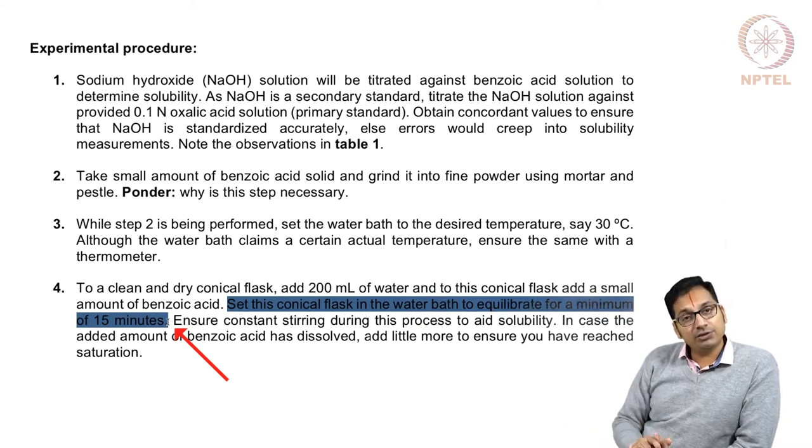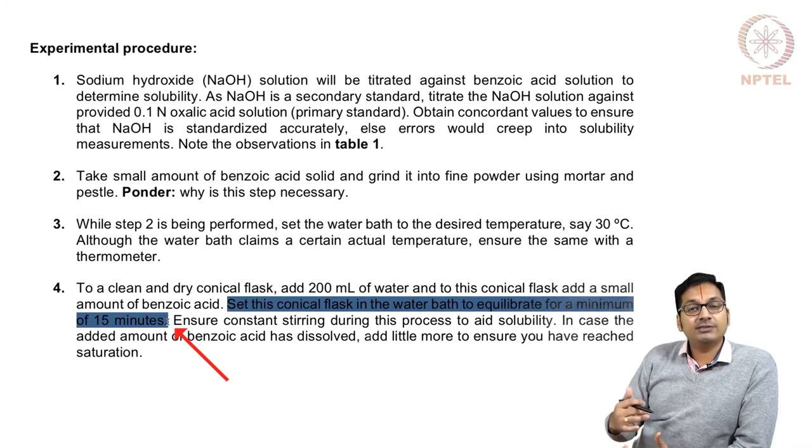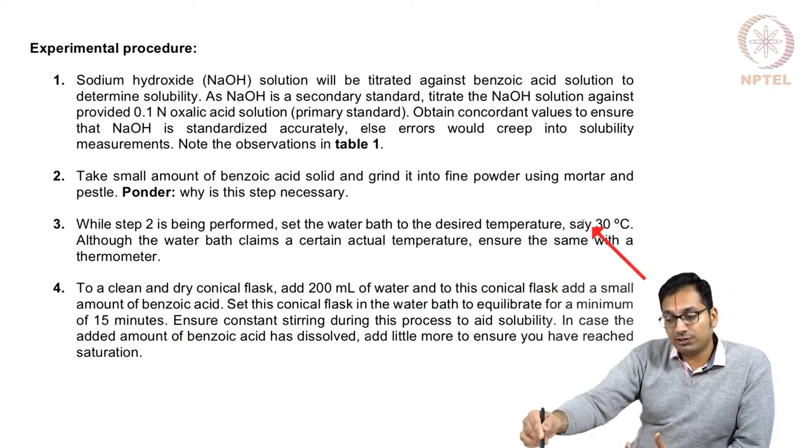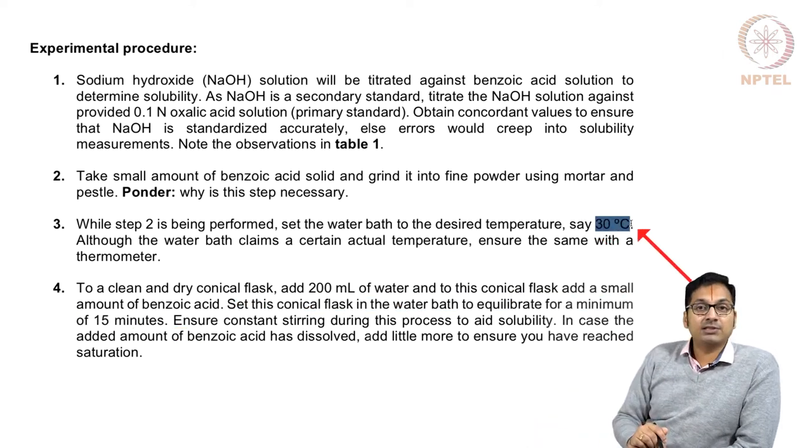In case it's an exothermic process, what ends up happening is that you'll be releasing some heat to the solution, which will increase the temperature at which you are making the measurement, although you are assuming you are doing it at 30 degrees Celsius. So one has to be careful doing equilibration, otherwise you might get erroneous results.